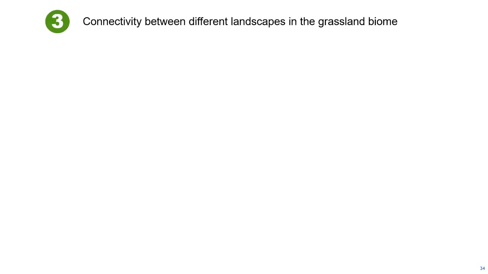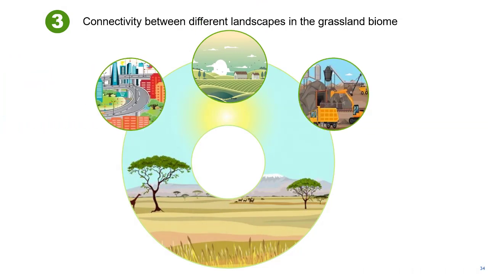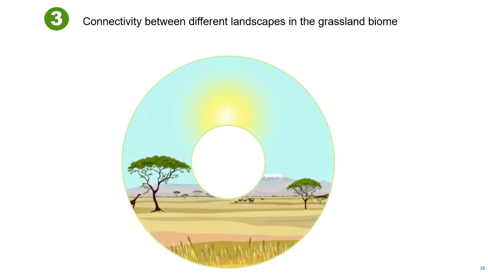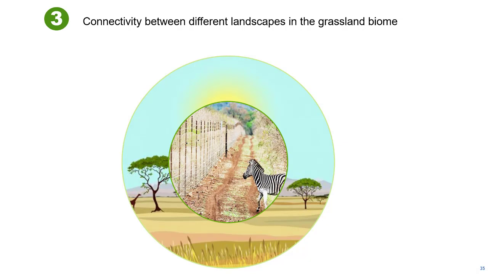Connectivity between different landscapes in the grassland biome is hampered due to different land use practices such as planting of crops, mining, urbanization, and afforestation. This has had a negative impact on the grassland species composition, richness, and general vegetation structure. The farming practices in Southern Africa, where fences have been erected to manage the land use, have also largely contributed to the loss of connectivity between grassland landscapes and their associated wildlife.